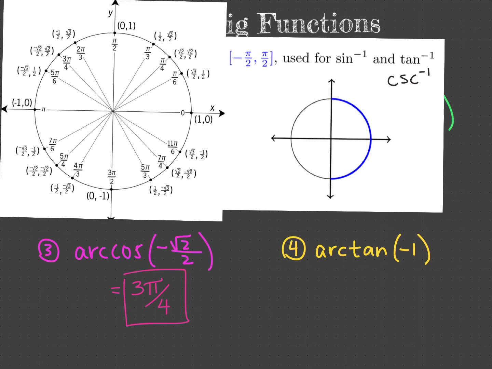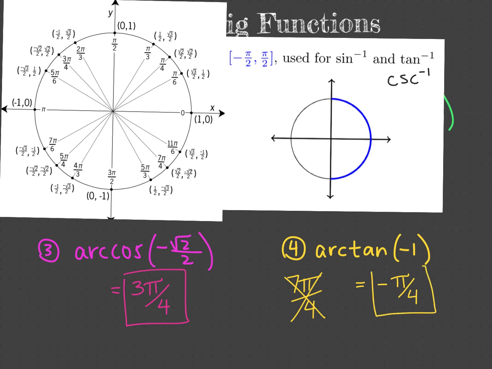So basically, when you have outputs for arcsine, arctan, or arccosecant, and they're in the fourth quadrant, you have to rename them as a negative angle because of the restrictions on our output. So instead of writing 7 pi over 4, which technically is a coterminal angle to the correct angle, we need to write it as negative pi over 4.